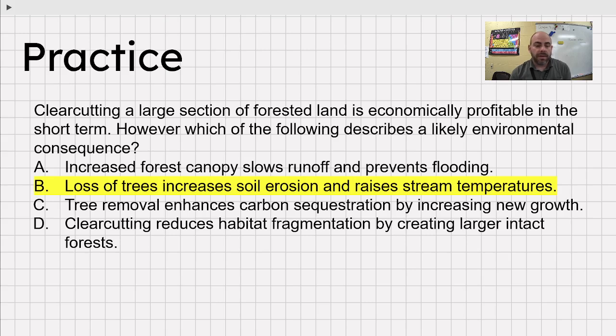Let's look at C and D real quick, though. C: Tree removal enhances carbon sequestration. It doesn't. It does the opposite of that. D: Clear cutting reduces habitat. No, it increases habitat fragmentation. B is the correct answer.